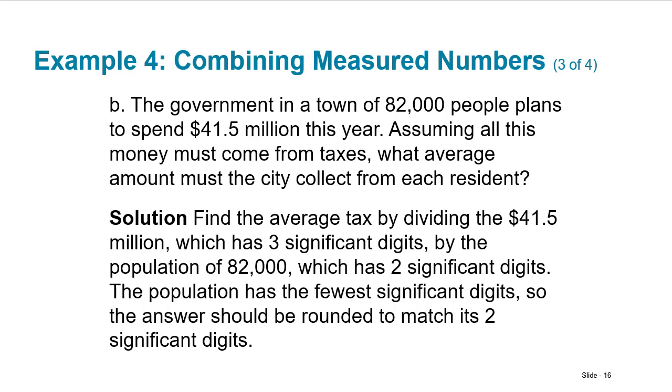Our last example: the government in a town of 82,000 people plans to spend 41.5 million this year. Assuming all this money must come from taxes, what average amount must the city collect from each resident? So to find the average tax, we're going to take that 41.5 million, which has 3 significant digits, right? And we're going to divide that by the population of 82,000, which has 2 significant digits. So the population has the smallest, right, 2 significant digits. So the answer should be rounded to 2 significant digits as well.